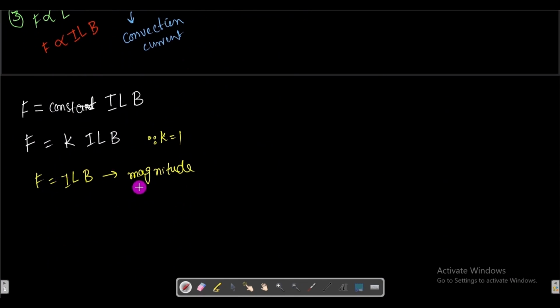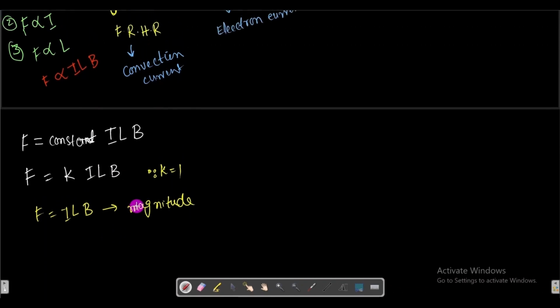So this is the magnitude of that force. Okay, and we can write this force in the direction form as well. Here we have the direction of this force, which is given by F is equal to I L B sine theta. So here instead of sine theta, we can write the cross, and it will become equal to I L cross B.